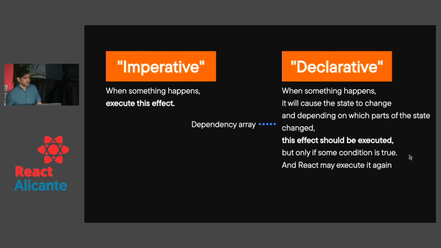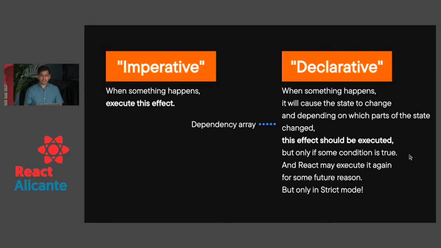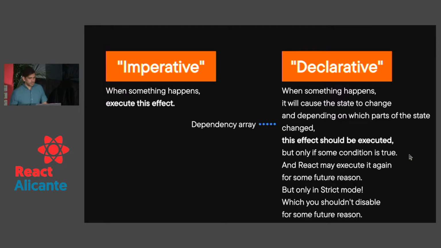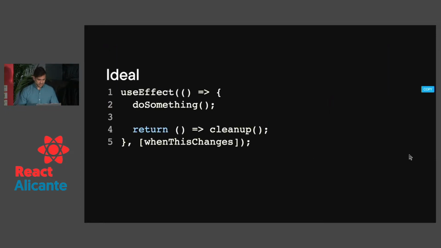And React, by the way, may decide to execute it again for some future reason, but only in strict mode, which you should not disable. I heard the explanation a dozen times why you shouldn't disable strict mode for this, and why React executes it twice, and I still forget.